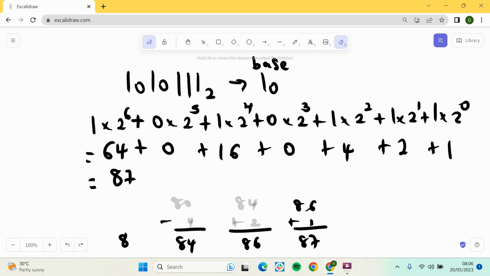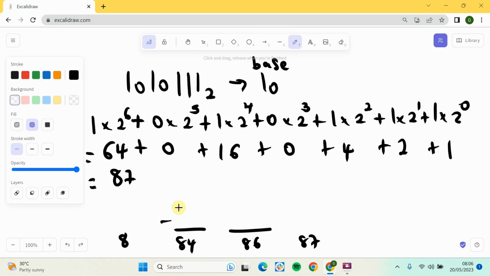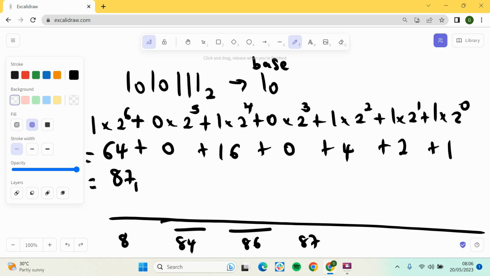So you can see that the principle still remains the same. The principle of converting a number from any base to base 10 still remains the same. Then I can come and say, therefore, and when you're solving a math question, always try to put the concluding statement. So therefore, 10 10 1 1 1 base 2 is equal to what? 87 in base 10. And this is it.